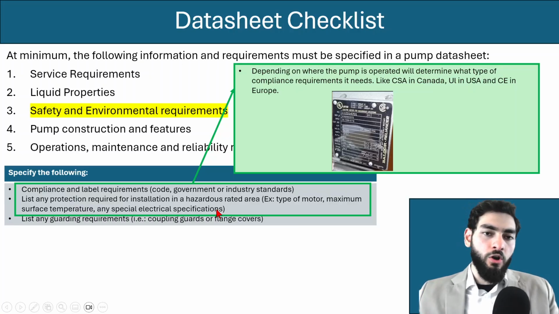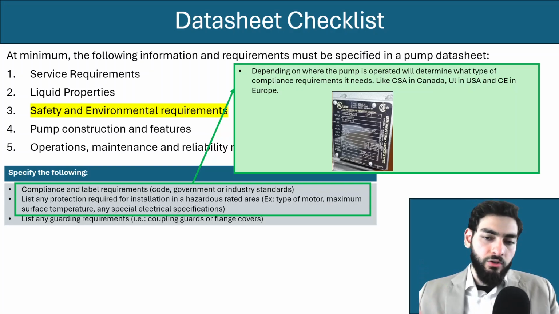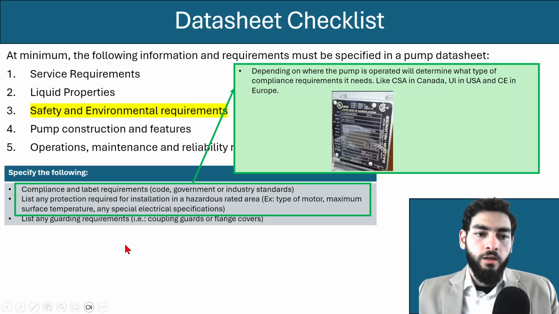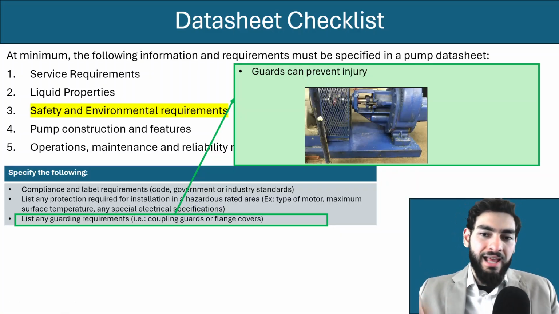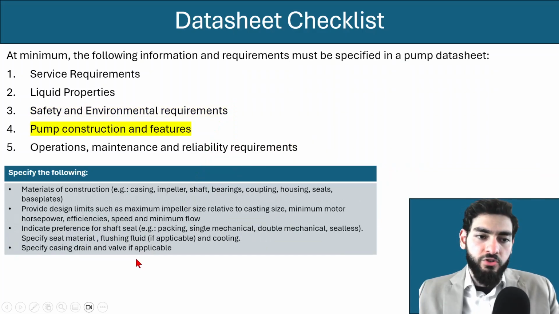As I said, again, if you're operating with flammable material, then you need to rate the electrical components for, let's say, Class 1 Div 1 or Class 1 Div 2. You want to list if you have any requirements for guards, and guards usually help protect against injury. So instead of having somebody catching their hand inside the shaft that's rotating, having a guard can potentially prevent some of these injuries. Pump construction.